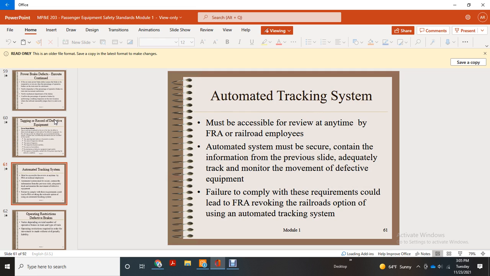The automated tracking system must be accessible for review at any time by the FRA and the railroad or by railroad employees. The automated system must be secure, contain the information on the previous slide, and adequately track and monitor the movement of the defective equipment. Failure to comply with the performance requirements could lead to the FRA revoking the railroad's option of using the automated tracking system.